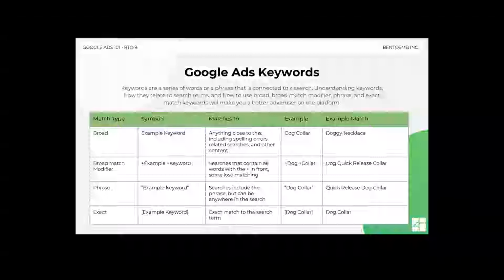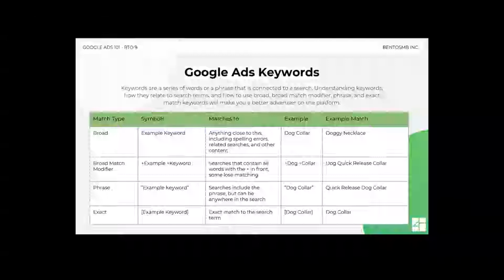So in this table, you'll see on the left-hand side we have 4 different types of matching: broad, broad match modifier or BMM, phrase, and exact. And I've given some examples. When you're actually inputting the keywords, and you'll see this later in the slides today, the symbols will change for each of those match types. You'll notice that broad doesn't have any symbols. It's just the example keyword, and the example is dog collar. It then gets connected and matches on a range of different things. The words do not have to be the same. They can be related. They can include spelling errors. They can be related searches and other content that Google thinks matches up with that particular keyword. So you can see dog collar, and I put an example of doggy necklace. It's close. It's not exactly 100% exact, but it's something that likely relates.